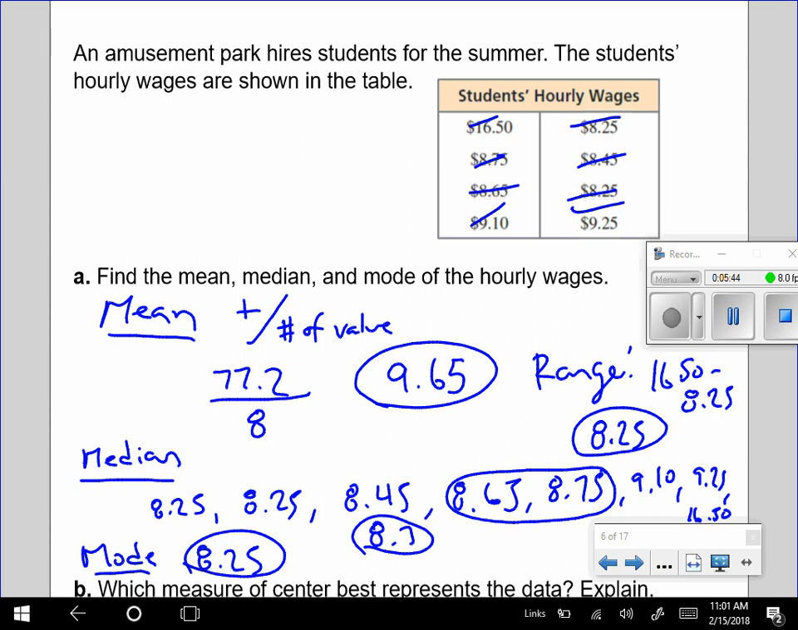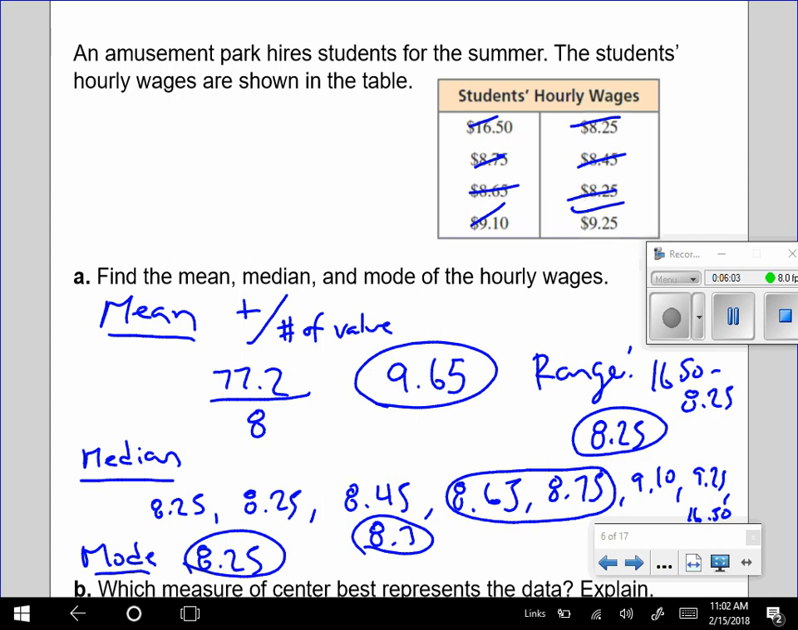Question B, which you'll see a lot, says which measure of central tendency or center best represents the data? So which one do you think out of mean, median, and mode we'll stick with here? Because those are our centers. Those are our center data pieces. Best represents this data up here.